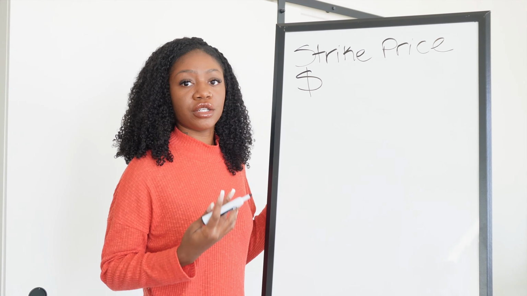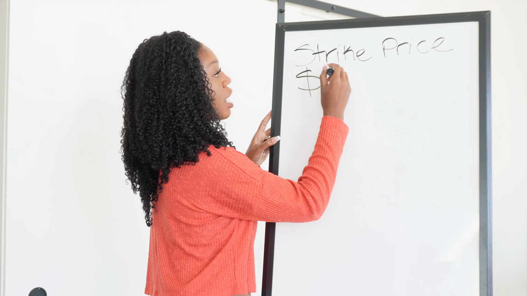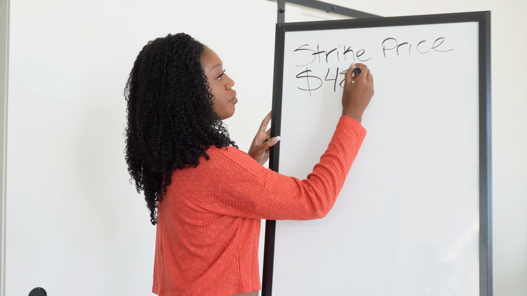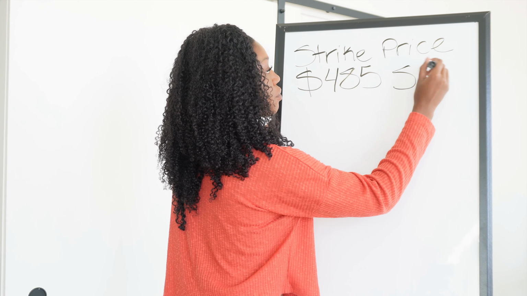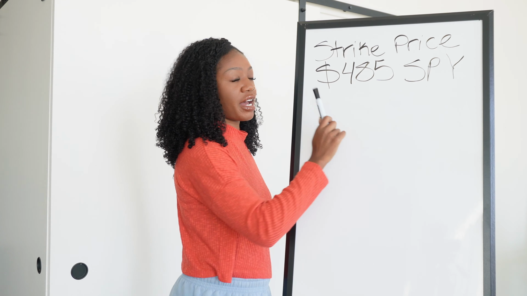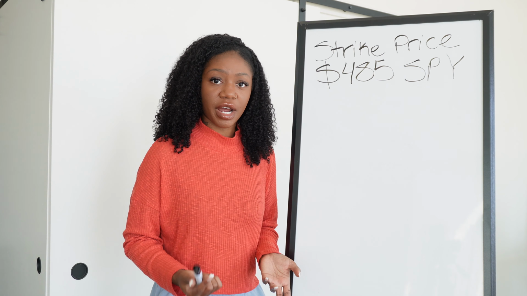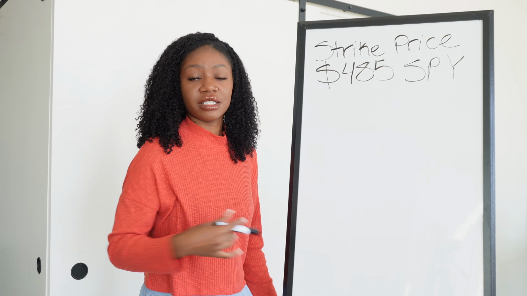So the strike price is the price of the underlying stock in that options contract. And it usually always comes after a dollar sign. So for a SPY contract, you may see something along the lines of $485 SPY. That $485, that is the strike price. That is the price that you would pay if you were to fulfill that options contract. Now we trade contracts, we do not fulfill them. You just need to know the price that comes after the dollar sign is the strike price.